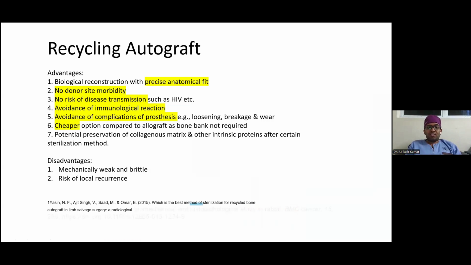So recycling autografts has its advantages. One, you get a precise anatomical fit. There's no donor site morbidity. There's no risk of disease transmission. You avoid an immunological reaction. You avoid the complications of prosthesis, i.e. loosening, breakage, wear, cost. It's a much cheaper option. And there's a potential preservation of the biology. The disadvantage is that once you treat the bone with one of these methods, it becomes mechanically weak and brittle, and also there's always a risk of local recurrence.